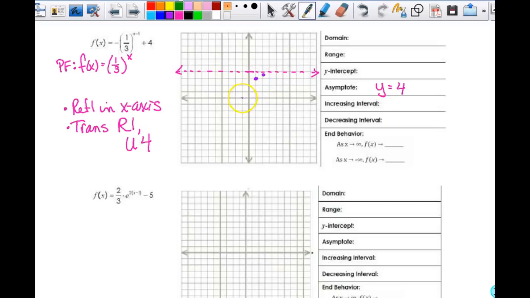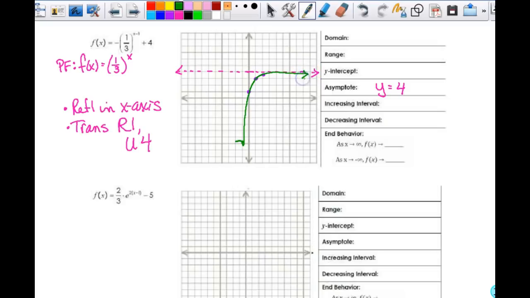Then when x is -1, y is 3. So I reflect that in the x-axis, move to the right 1, and up 4. Okay. So I have 3 points plotted. This is very important. You have to have at least 3 points plotted. If those 3 points from your anchor points do not include the y-intercept, then you have to go find that and include that and get a 4th point. This one here, however, includes it. So I can just sketch that in.